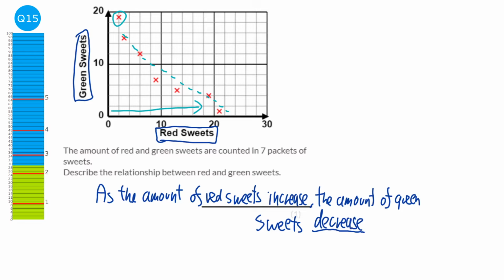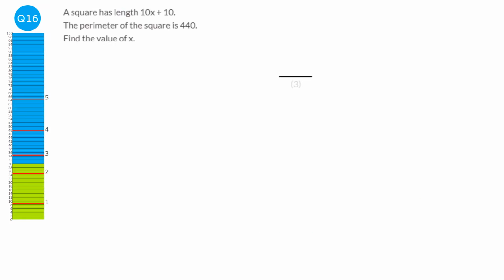Obviously the other option is that they increase. An increase would be if they ended up making this kind of correlation here. First thing I'm going to do is just draw the square out, and we know the length of it is 10x plus 10, but it is a square, so that's the same all the way around it.